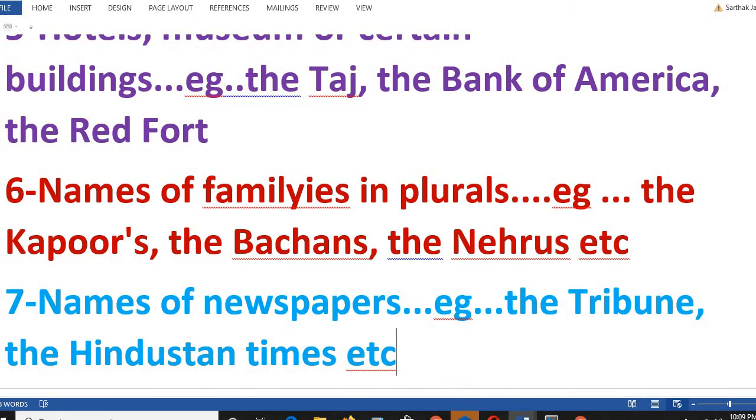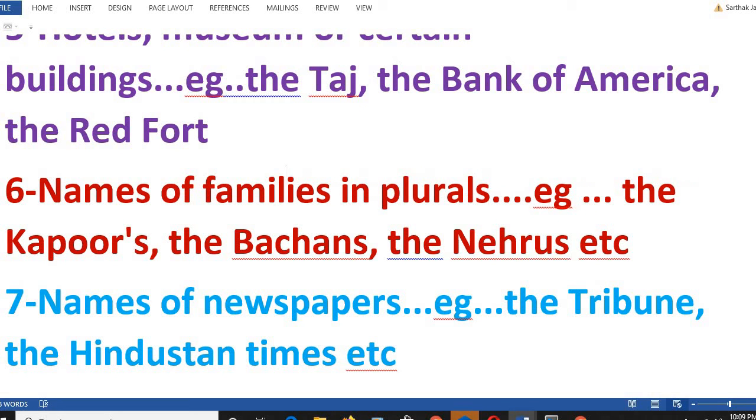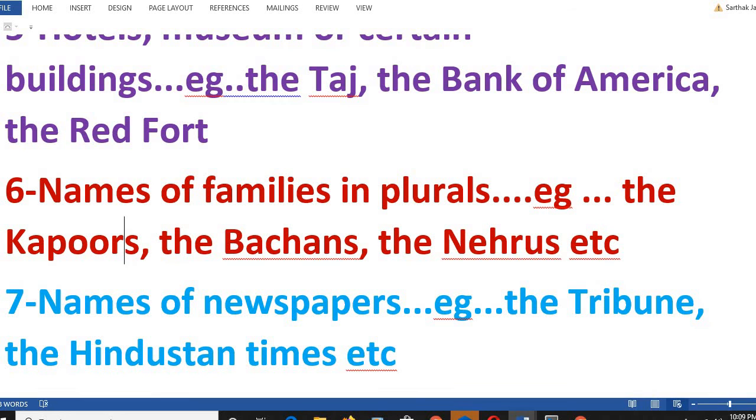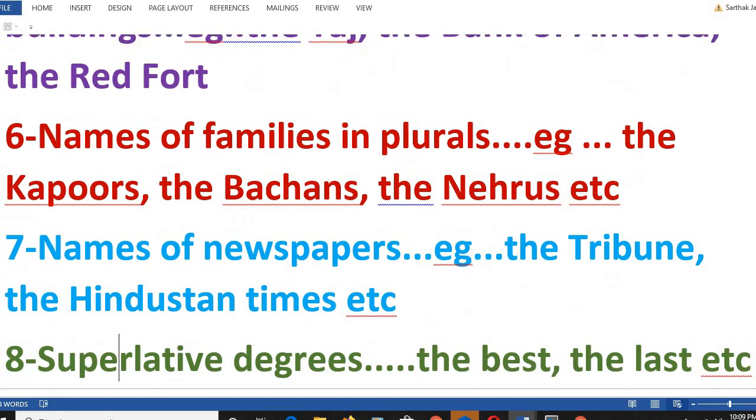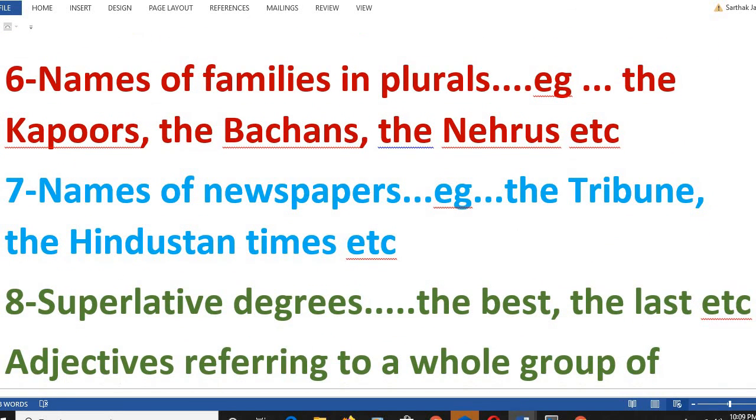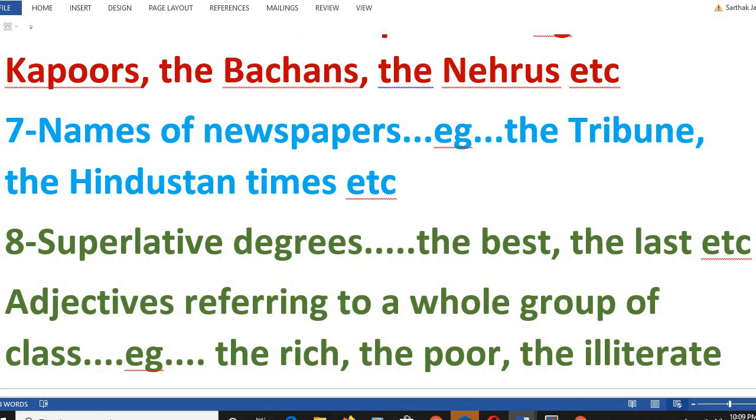The names of families in plural. This is also very important. For example, the Kapoors, they are in plural. The Bachchans, the Nehrus, which are used in plural, we always put the before these family names. These are surnames. Names of the newspapers. This is a common fact. When you pick up the paper, you will always find the before the names of the newspaper.